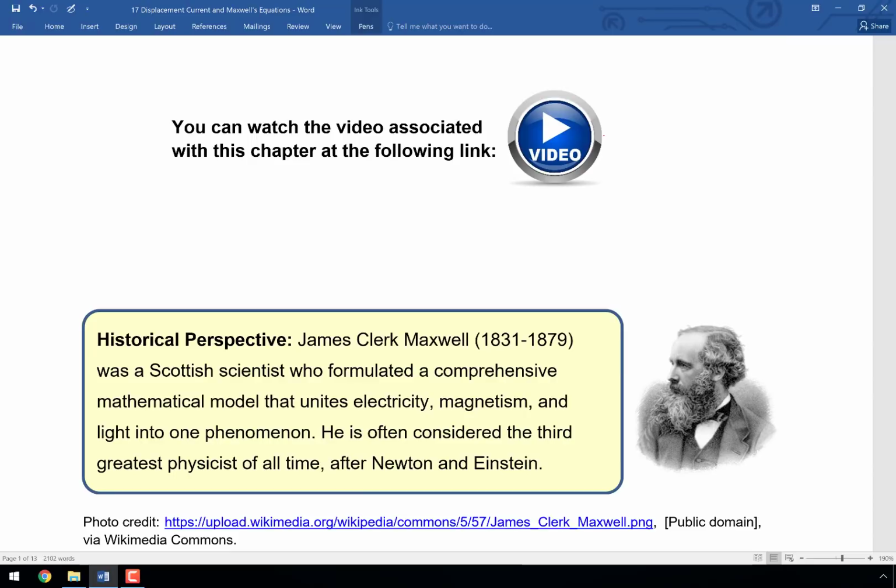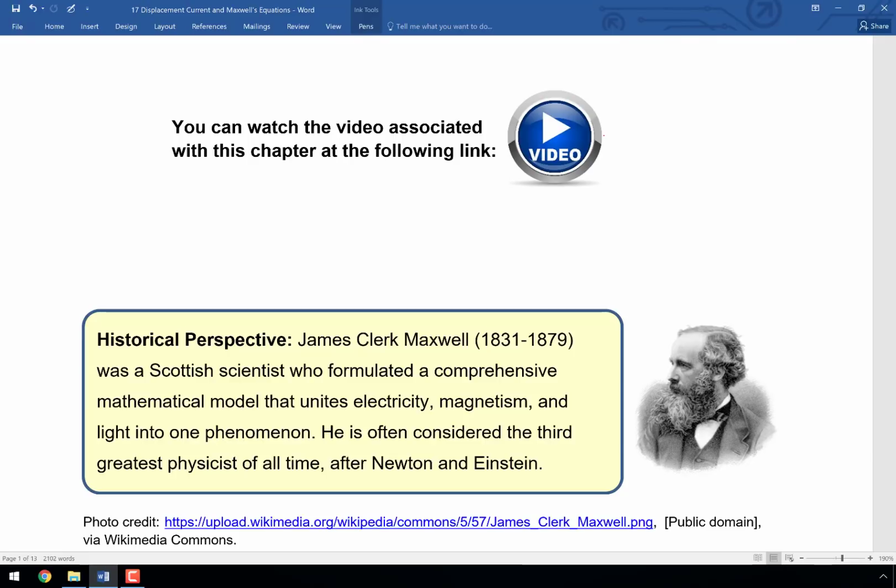Obviously today, the historical perspective is going to be James Clerk Maxwell. He was a Scottish scientist. He formulated the comprehensive mathematical model that unites electricity, magnetism, and light. And I want to really emphasize that until Maxwell, electricity, magnetism, and light were thought to be three different phenomena. And only after he united them together was it seen that they were all one thing. That's actually a really big deal.